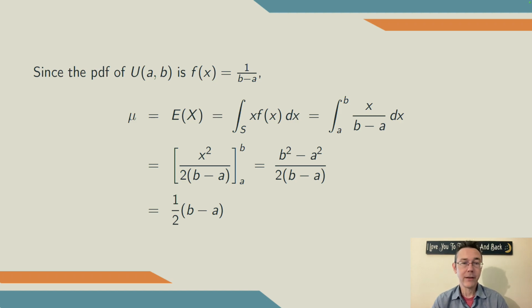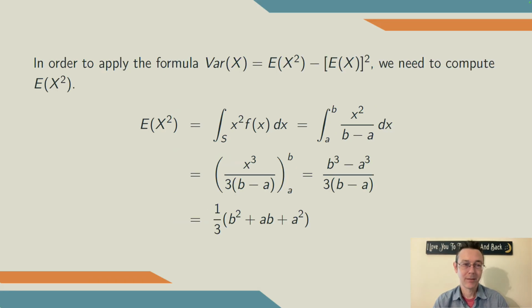Let's use that to find the expected value, the mean of this random variable. And that just means integrating over the support, so from a to b, x f of x dx. So that's x over b minus a. The 1 over b minus a factors out. We're just integrating x. That's 1 half x squared. We plug in our endpoints, simplify a little bit, and we get 1 half b plus a. And that makes sense. That's just the midpoint of the interval from a to b.